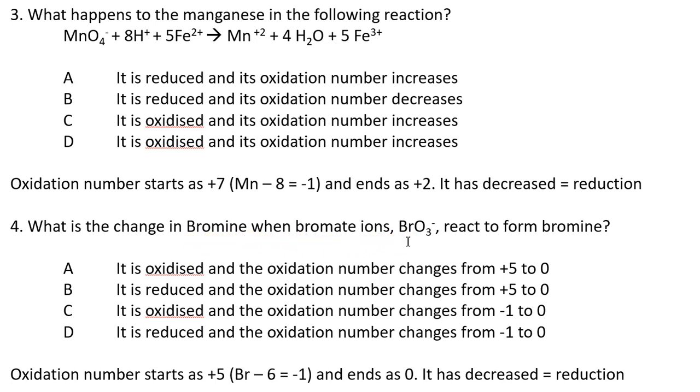And the change in bromine. When bromate ions react to form bromine, no prizes for getting the oxidation state of bromine as 0. So in the bromate anion, it started off as +5. Each of the oxygens -2, that's -6. The anion -1 overall. Bromine must have been +5. If it's gone from +5 to 0, it's been reduced. Takes us to B again.